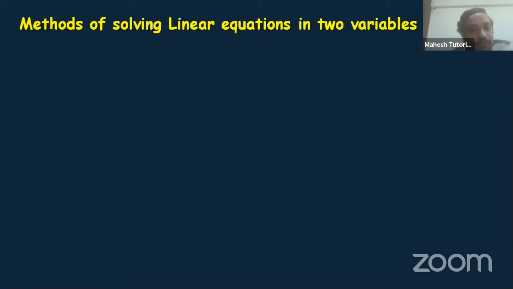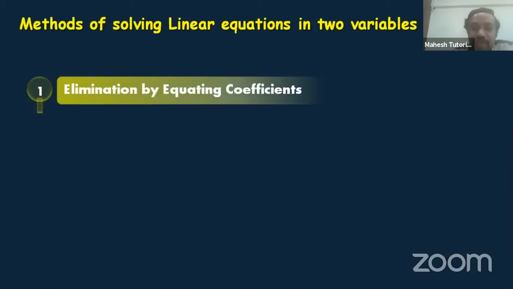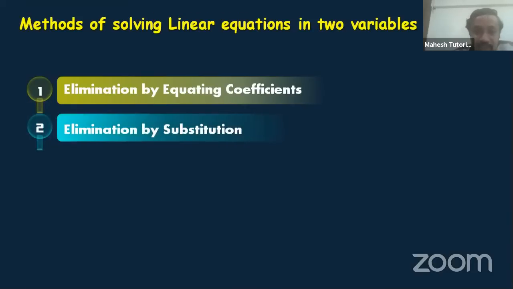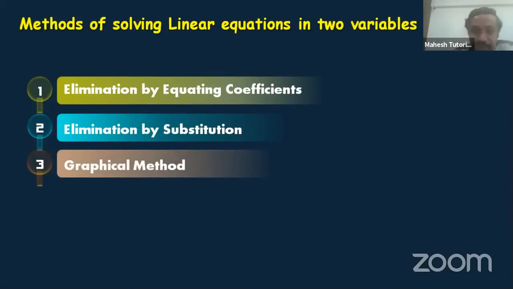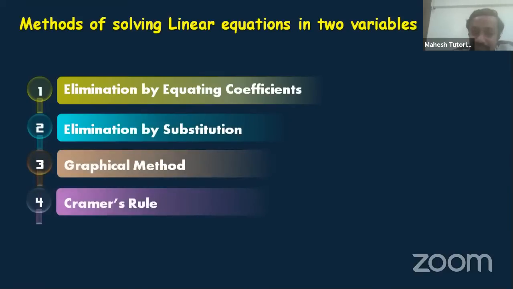Basically, we have in all four methods, which are as follows. The very first one is elimination by equating coefficients. Second one, elimination by substitution. Third one, graphical method. And fourth and the last one, Cramer's rule. Once again, I repeat: first, elimination by equating coefficients; second, elimination by substitution; third, graphical method; and fourth and the last one, Cramer's rule.